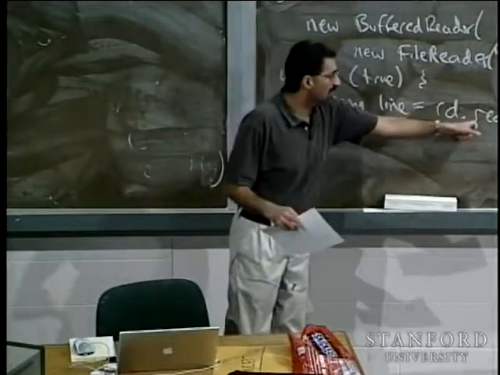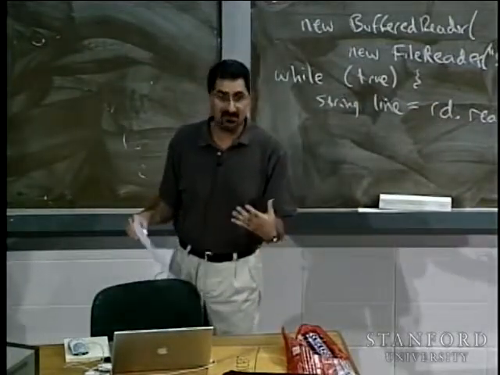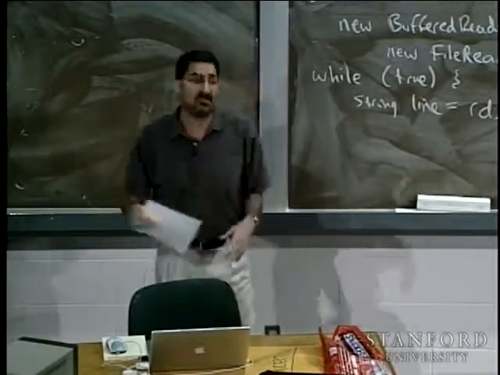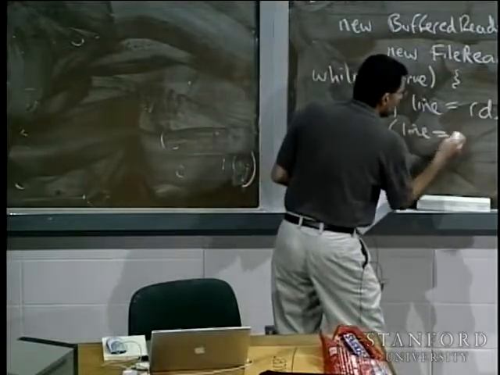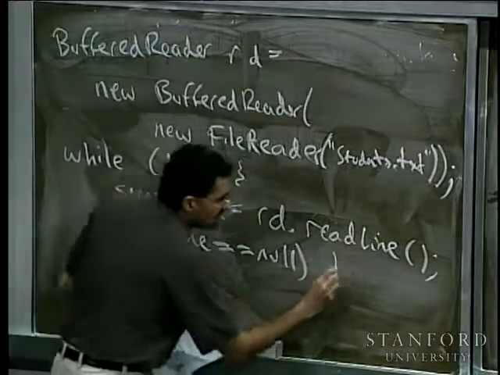Null. What readLine gives me back if I try to read a line past the end of the file is a null. It says, hey, there is no string here for you to read, and the way I'm going to indicate that to you is to give you back a null. So I can check that. If line is equal to null, that means I've reached the end of the file, and so I'm just going to break out.